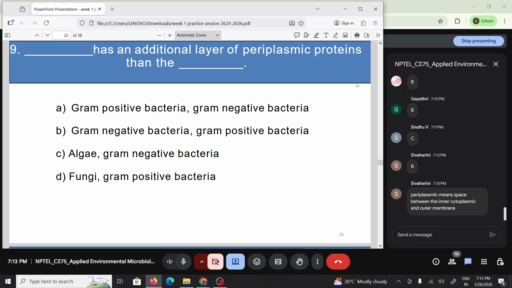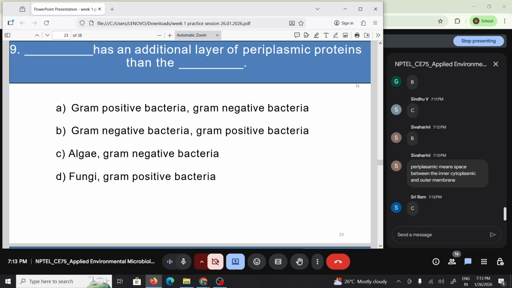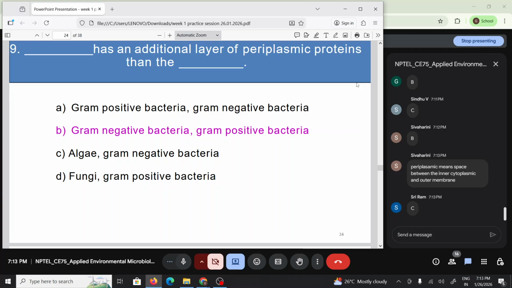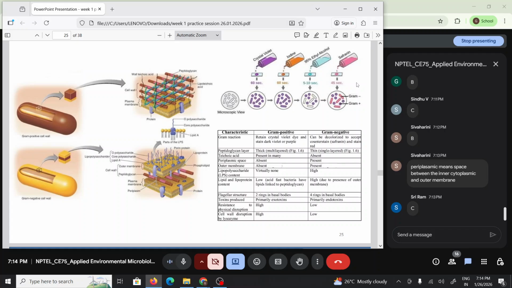Right. So periplasm is a compartment located between the inner cytoplasmic membrane and the outer membrane, and this is generally found in gram negative bacteria. So evidently gram negative bacteria have an additional layer of periplasmic proteins compared to gram positive bacteria. If you can see in this slide, we have the difference between a gram positive and a gram negative bacteria.